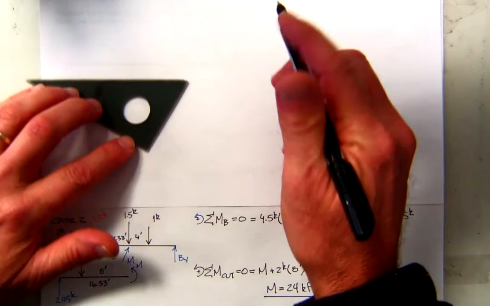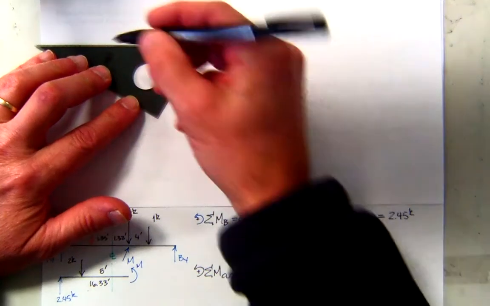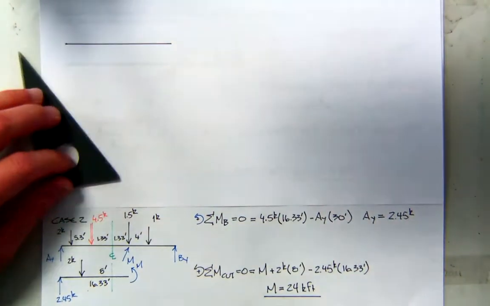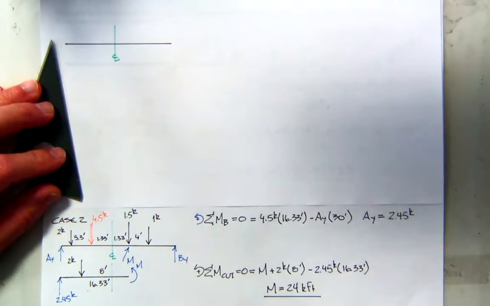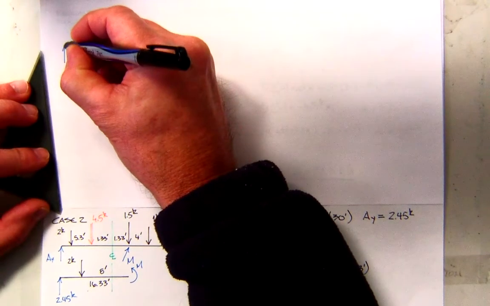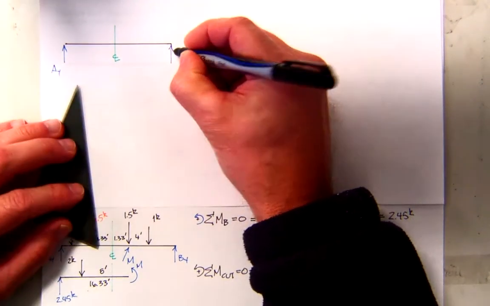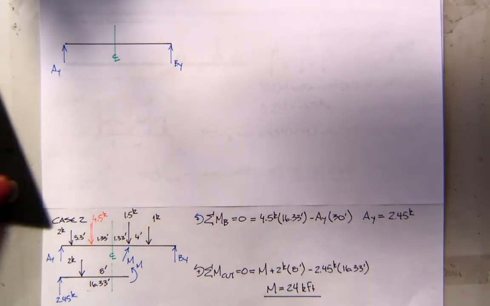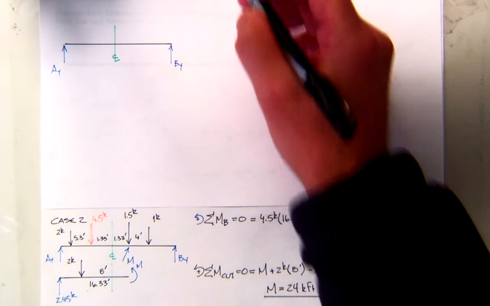Okay, so we'll come over here, and where should I start? I'll start here. So here is the beam again. We've got our center line. And of course we're going to have our reactions, AY and BY. So now we're going to balance the 1 kip force. Oops, you can't see it.